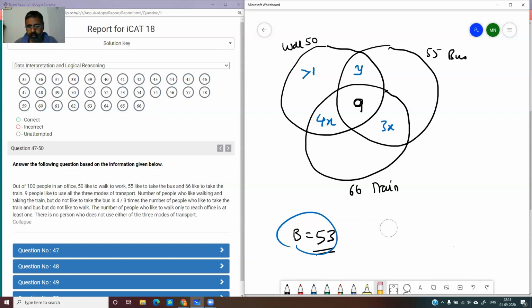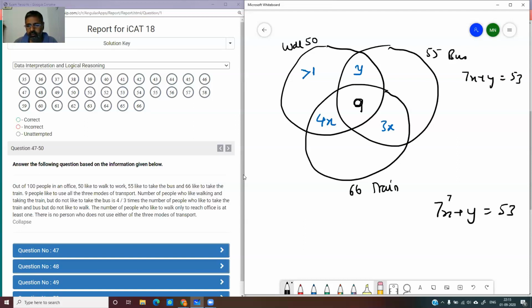I hope you understood how we got 53, right? Once we got 53, we can take it as 7x plus y is equal to 53. That is your special equation, isn't it? So the possible values are, the first possible value of x is 7. X becomes 7. That is one value. The only condition is this should be greater than 1. So what is the first possible value? We'll write this here: 7x plus y is equal to 53. The first possible values: x is equal to 7, y will be equal to 4.